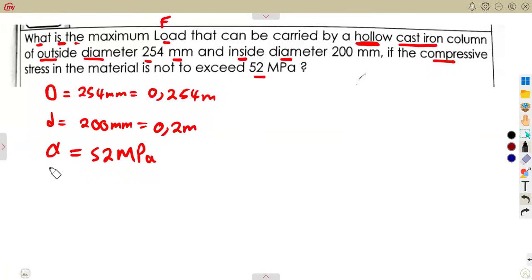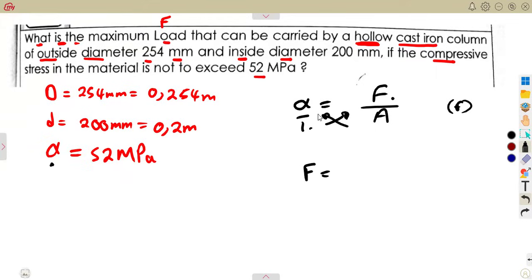The formula is not going to change. This stress, for it to be calculated, is force over area. So we need the force, so definitely I'm going to make F the subject. Okay, let's make force the subject. Cross multiply 1 times F. That's F is equal to the stress multiplied by the area. So it's the stress times the area.